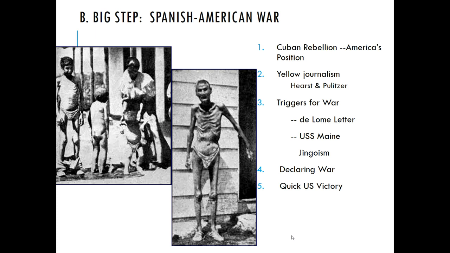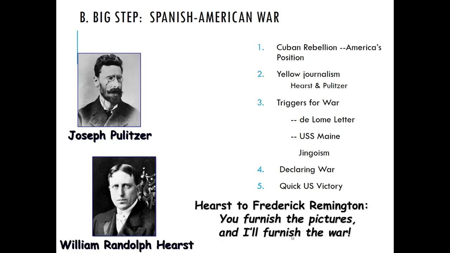These pictures and General Weyler's reputation were being published throughout American newspapers. The US ended up taking these images and publishing them for the US to see. And during this time, we ended up calling this yellow journalism. Yellow journalism is just very, very sensationalized newspaper articles.